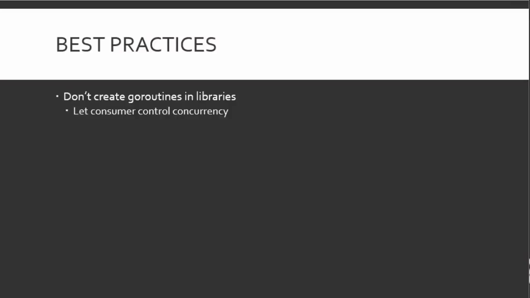The first bit of advice is if you're working in a library, be very, very careful about creating Go routines yourself. Because generally it's better to let the consumer control the concurrency of the library, not the library itself. If you force your library to work concurrently, then that can actually cause your consumers to have more problems synchronizing data together. So in general, keep things simple, keep things single-threaded, and let the consumer of your library decide when to use a Go routine and when not to.